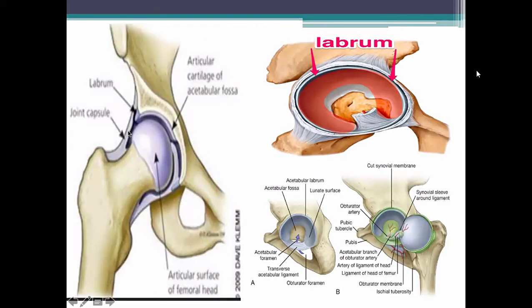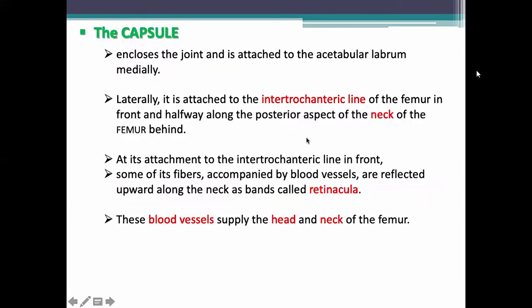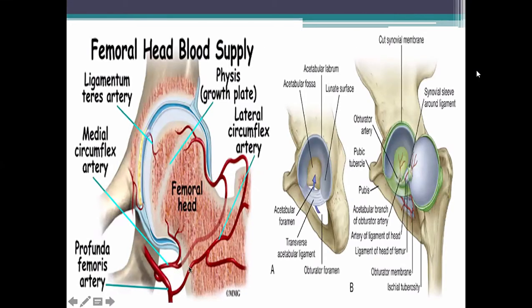This is the capsule, attached to the labrum and to the trochanter of the femur and the neck of the femur. At its attachment to the intertrochanteric line in front, some of its fibers, accompanied by blood vessels, are reflected upward along the neck as bands called the retinacula. These blood vessels supply the head and neck of the femur.